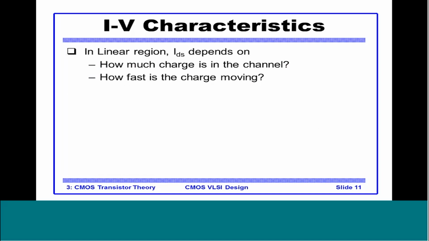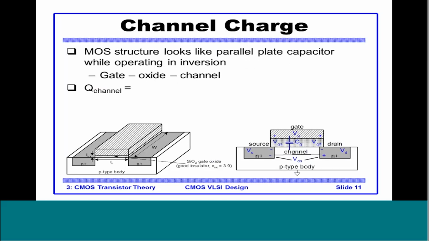Now let's try to quantify how the current depends on the voltage in the linear region and in the saturation region. So current depends on the charge and the time. So we answer two questions here: how much charge is in the channel, and secondly, how fast the charge is moving. Now the MOS capacitor looks like a parallel plate capacitor, with the gate and the channel forming the two ends of the capacitor, while the oxide forms the dielectric. So the charge in the channel.